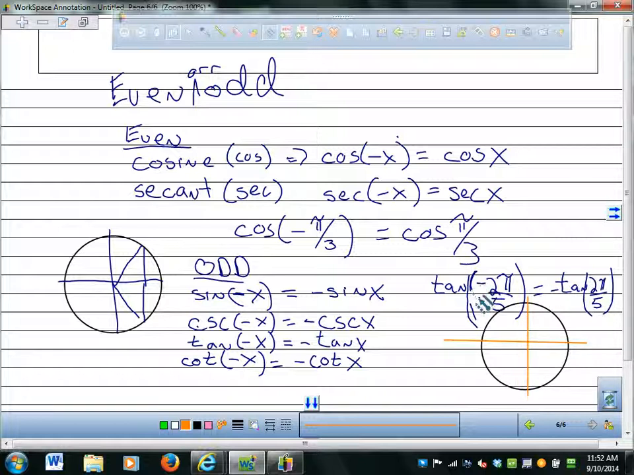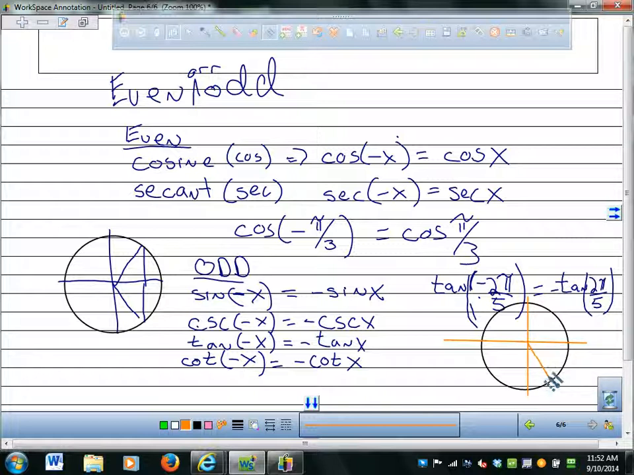Where would negative 2 pi over 5 be? Which quadrant? I might ask you a question like that on a non-calculator question. 3 or 4? 3. Oh, wait, never mind. 4. Because 5 pi over 5 would be over here, right? Negative, so if I want to know where negative 2 pi over 5 is, I think you would be in the 4th quadrant, wouldn't you?